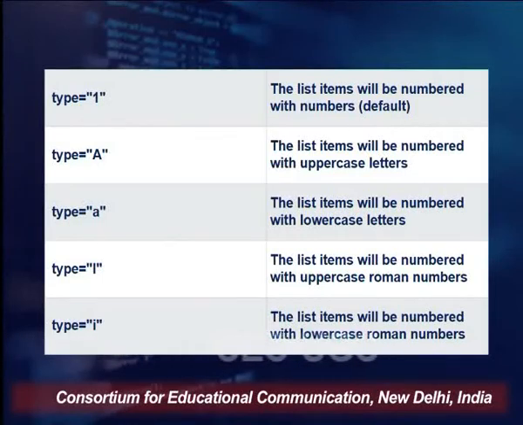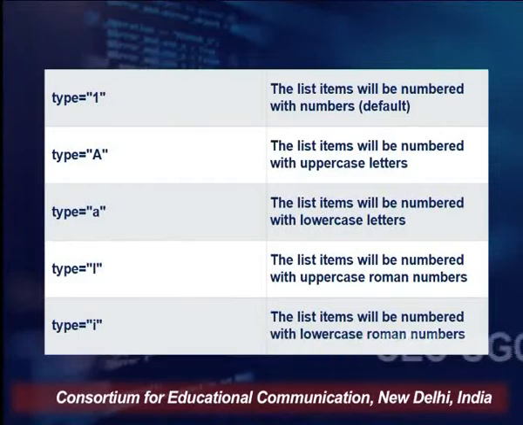So then your browser will take the command and understand that the list items will be numbered with uppercase Roman numbers. And if we have written type is equal to small i, that means the list items will be numbered with lowercase Roman numbers. We will be taking these examples one by one in a short while. So these are the values of the type attribute.